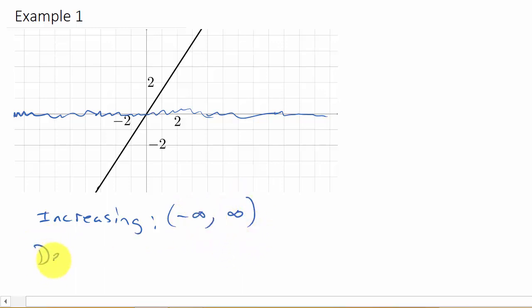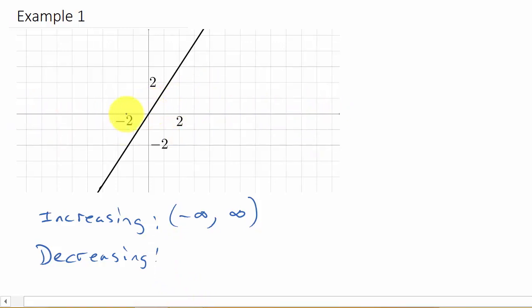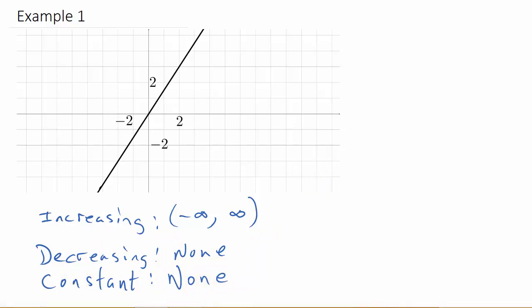Now, what intervals is it decreasing over? If we look at the graph, it's not decreasing anywhere. All it's doing is increasing. So the intervals where it's decreasing, there's none. And to determine where it's constant, that's where the graph would just be flat. It wouldn't be increasing and it wouldn't be decreasing. So the intervals where it's constant would be none also. Alright, so let's look at some more.